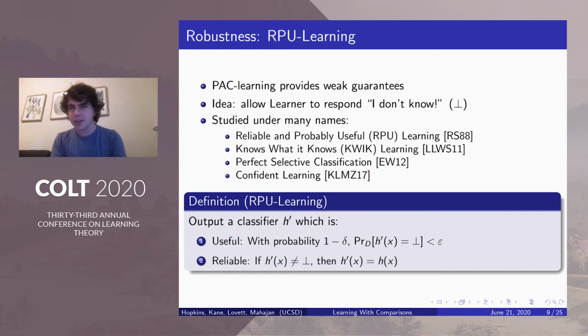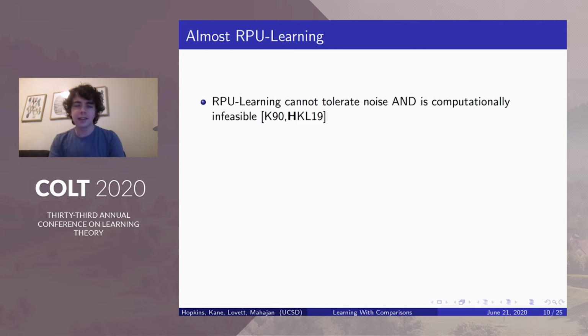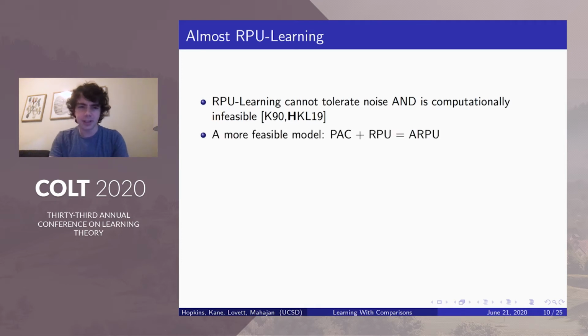In the real world, is RPU learning feasible? And the answer, unfortunately, we already know is no. And why is this the case? Well, RPU learning can't tolerate noise at all because it has to be perfect. And even in the noiseless case, it turns out that for simple concept classes like rectangles or half spaces, it's not computationally feasible. It's computationally intractable.